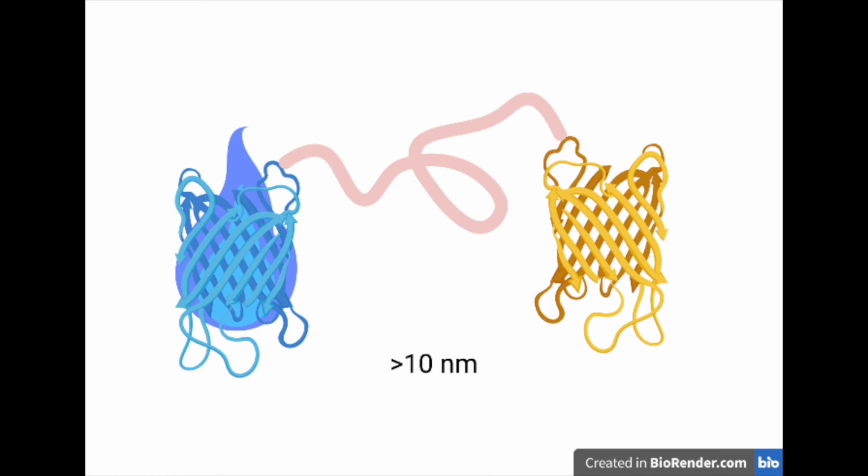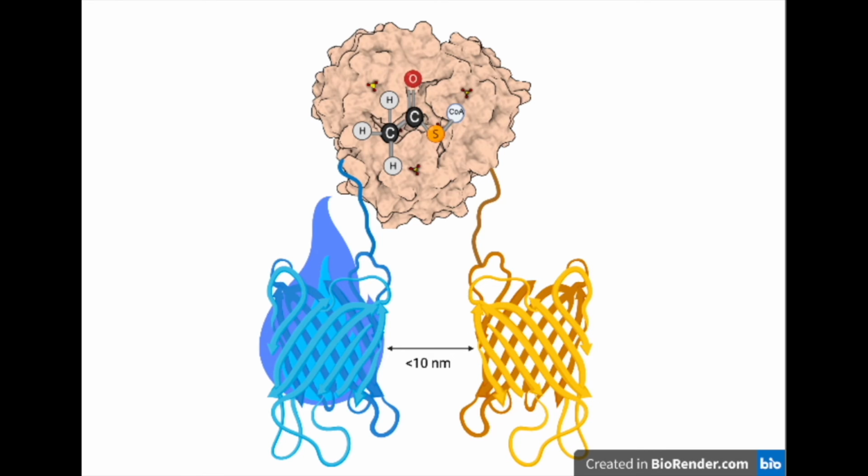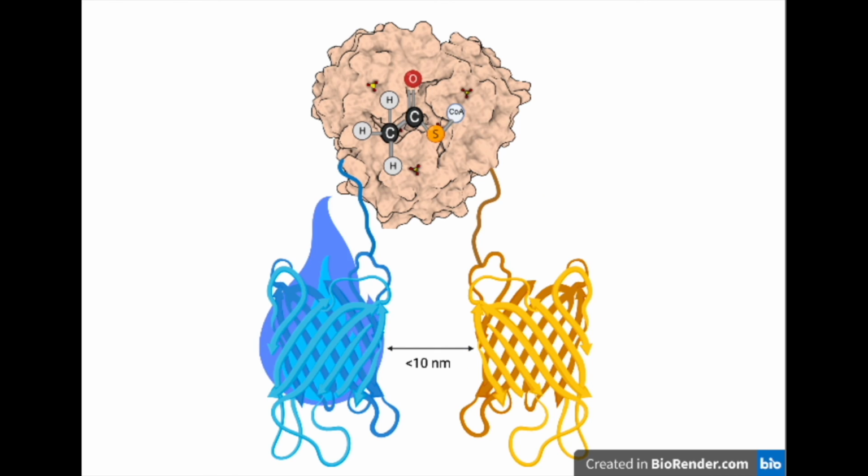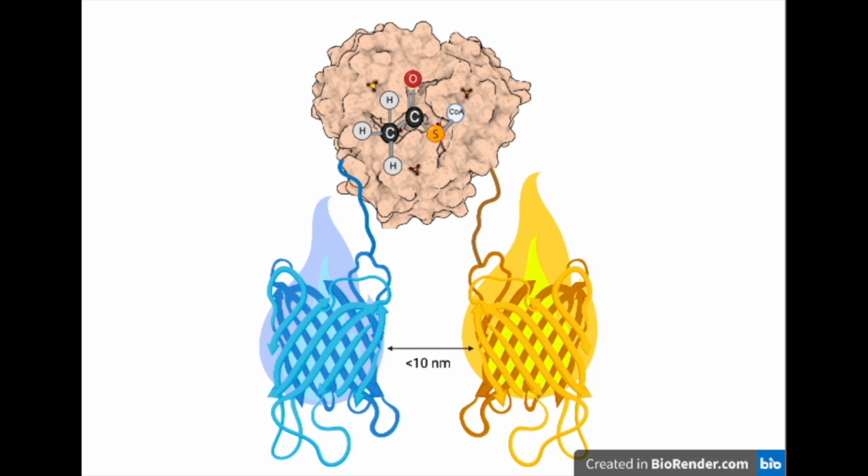Now going back to 3OTW, if we attach CFP and YFP to different parts of it, then they would be too far apart to produce a FRET in the unfolded version of 3OTW. But in the folded version, they would be less than 10 nanometers apart, allowing them to produce a FRET. So if a FRET is produced, we can understand that acetyl-CoA is present.